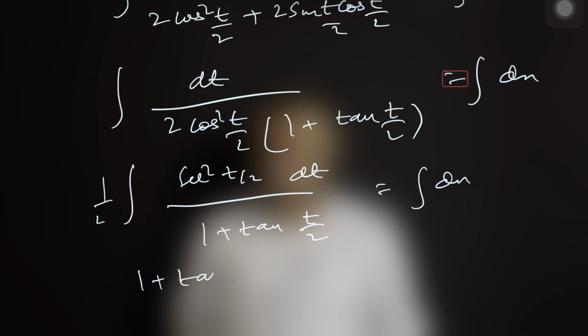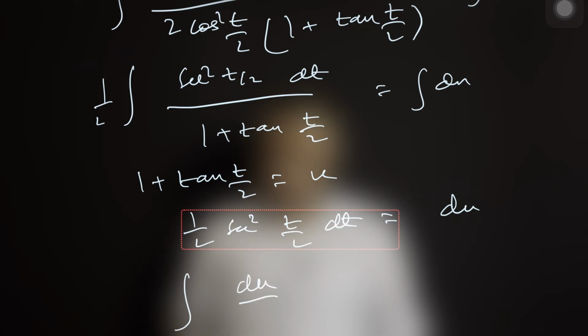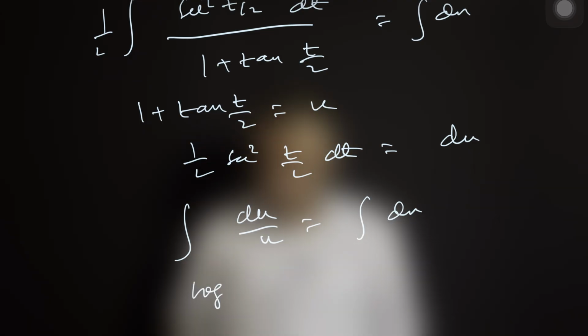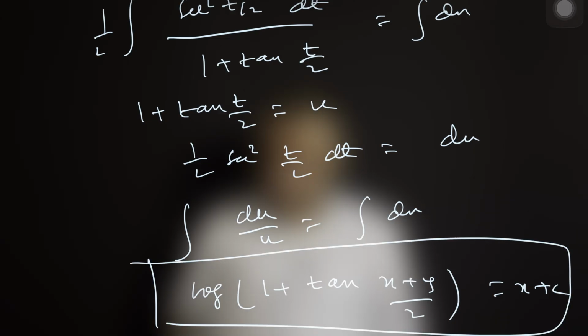So, if I just put 1 plus tan t by 2 as u, this is nothing but half of sec square t by 2 dt is equal to du. So, this gives me du by u is equal to dx. So, this is nothing but log of 1 plus tan t by 2, which I can write as x plus y by 2, is equal to x plus c. So, this is my answer: log of 1 plus tan of (x plus y) by 2 is equal to x plus c. Now, keep in mind there is no initial condition.